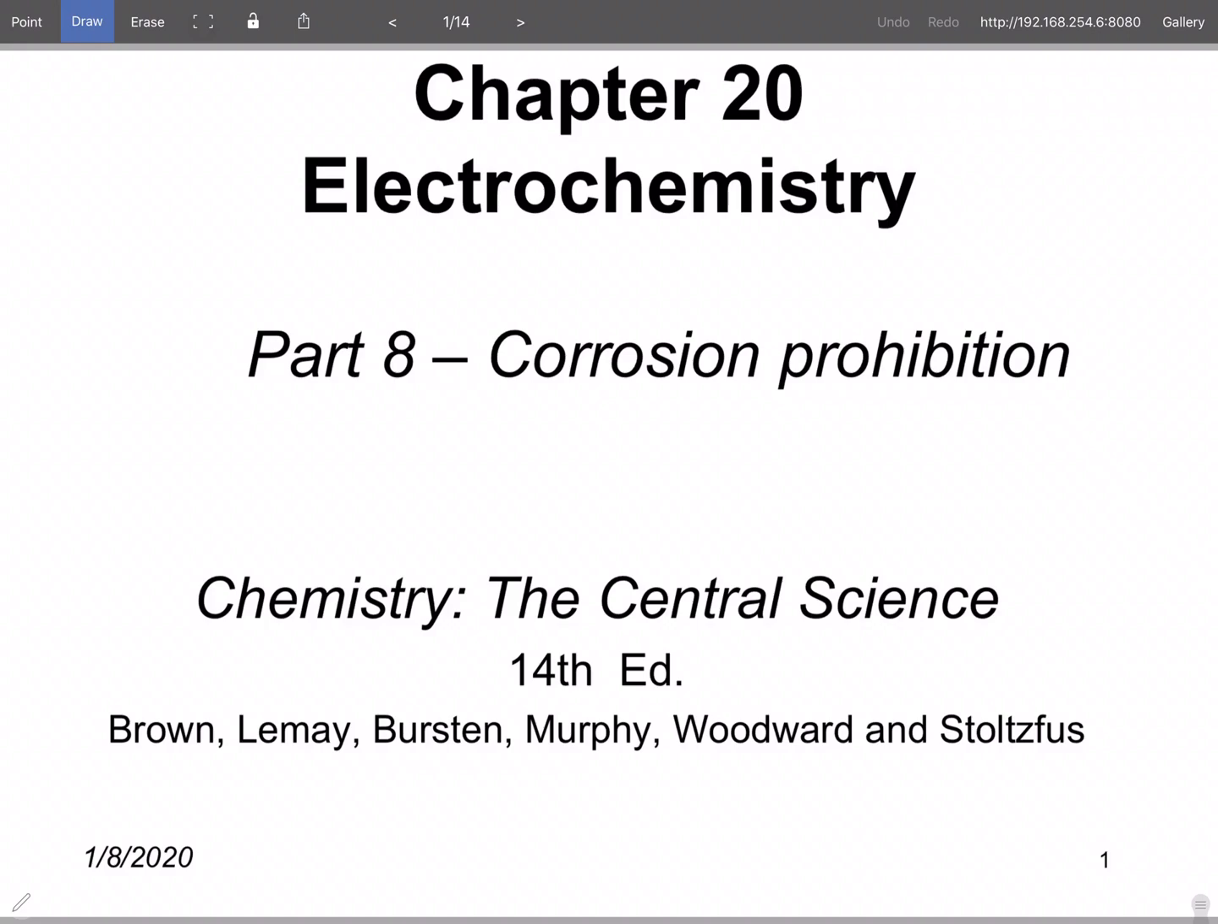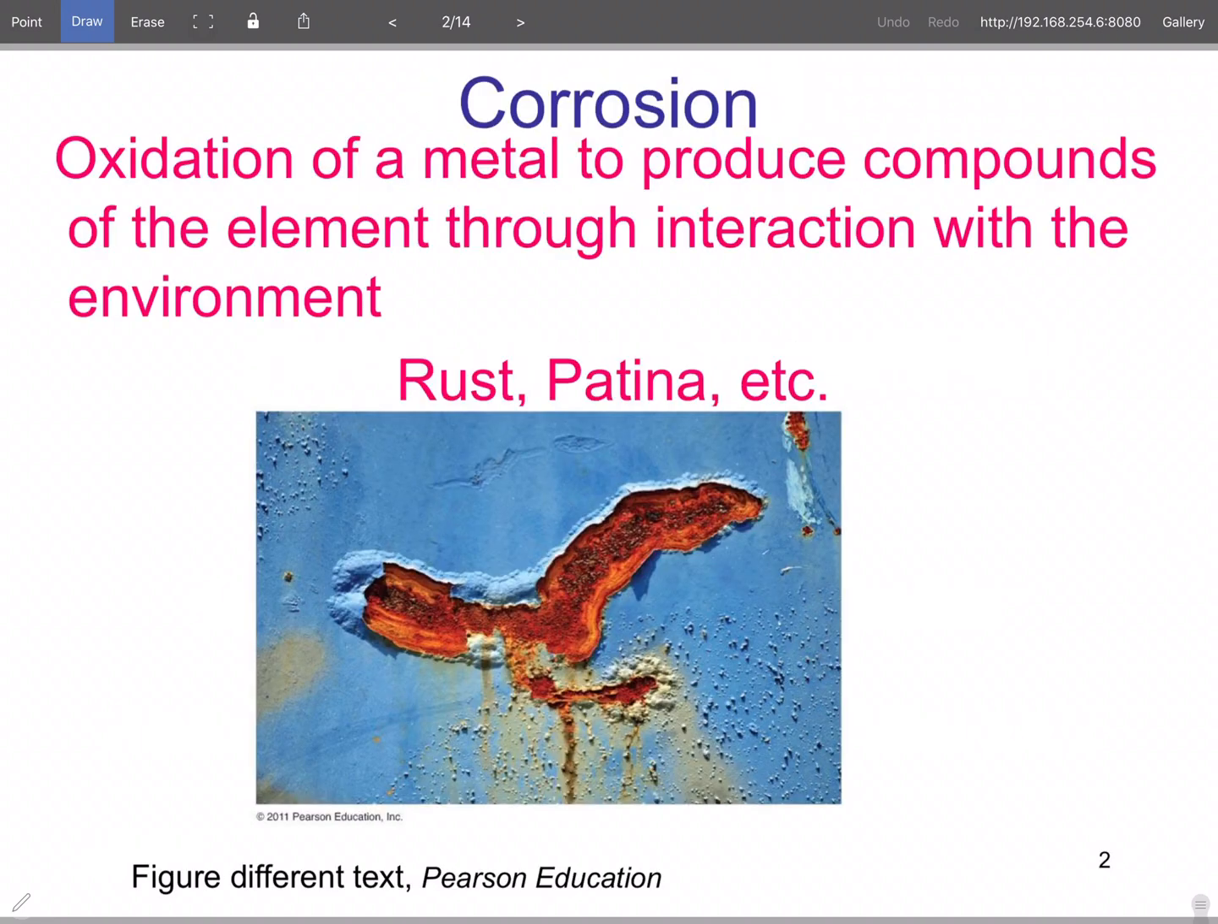This chapter has to do with corrosion prevention. It doesn't have any numbers in it. This is much more definitional, but much more applicable to everyday life. Corrosion, by definition, is the oxidation of a metal to produce a variety of compounds of the element through interaction with the environment. We call that rust, and in some cases, if the rust is pretty, we call it a patina. It depends, tomato, tomahto, on which way you want to pronounce it.